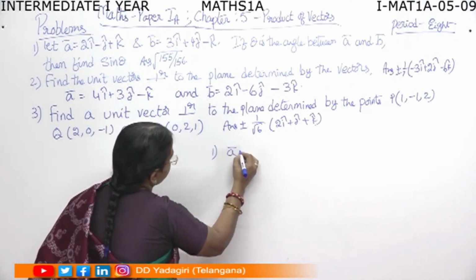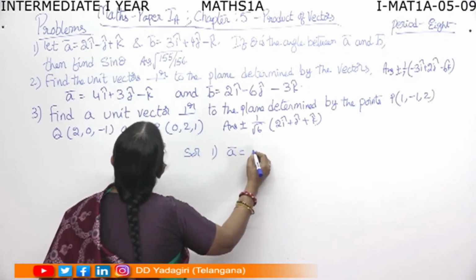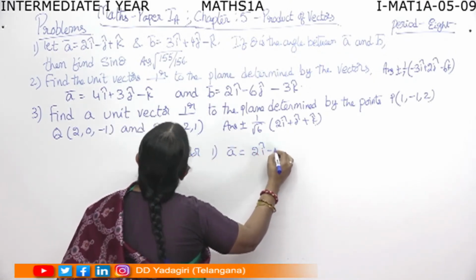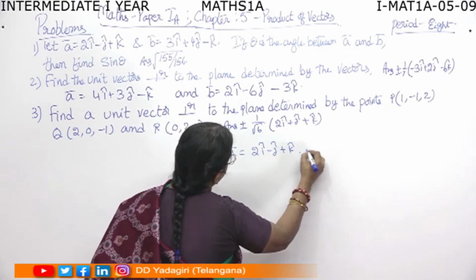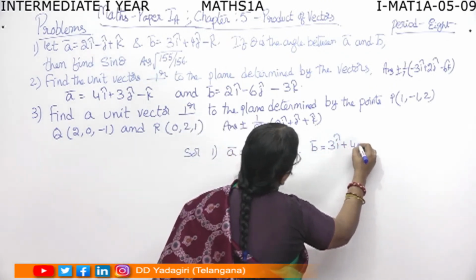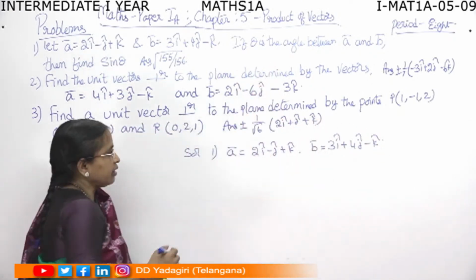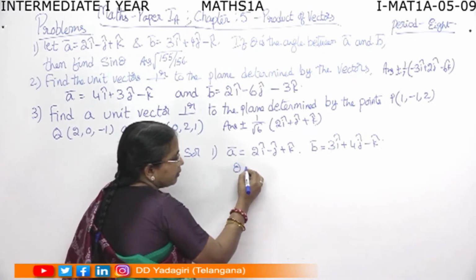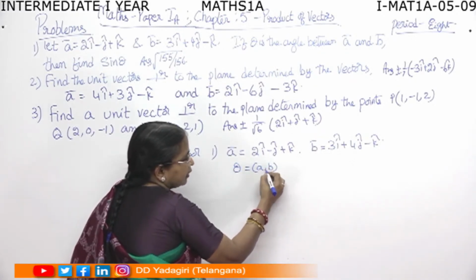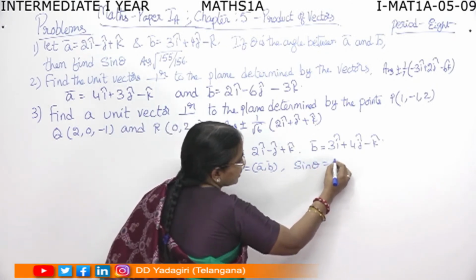You are given vector A as the first problem. A is equal to 2i minus j plus k, and B is equal to 3i plus 4j minus k. So we know the sine theta formula, where theta is the angle between A and B. This is also given. So what is sine theta?